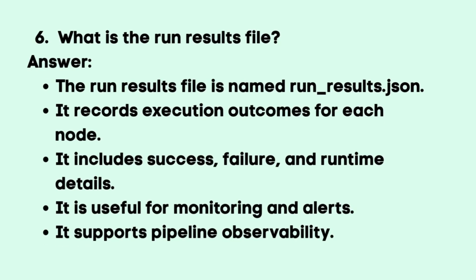What is the run results file? Answer: The run results file is named run_results.json. It records execution outcomes for each node. It includes success, failure, and runtime details. It is useful for monitoring and alerts. It supports pipeline observability.